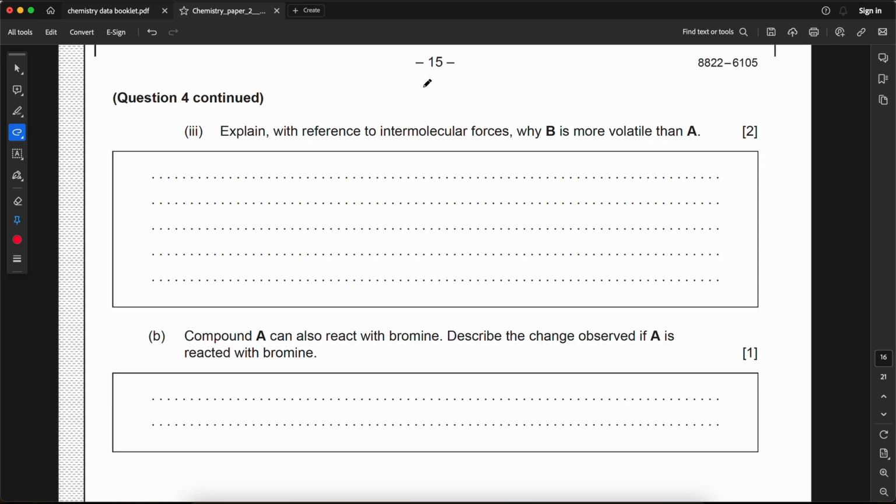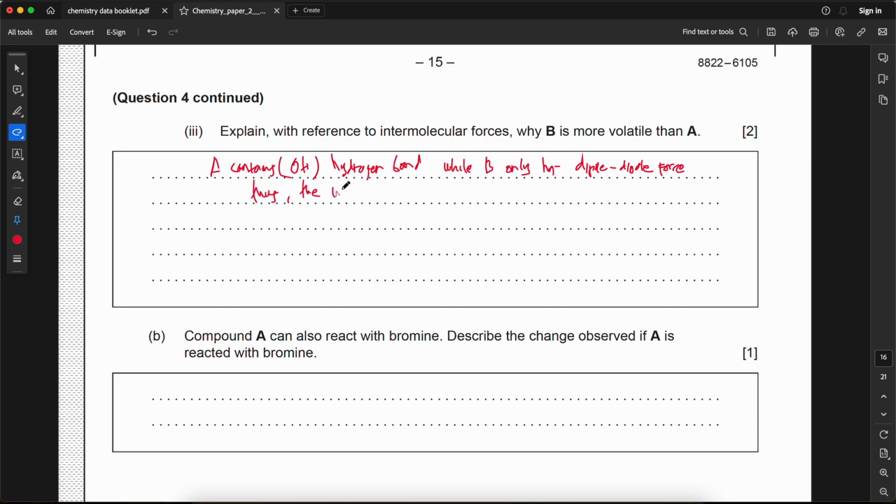Explain with reference to the intermolecular forces why B is more volatile than A. A contains OH, hydrogen bond, while B only has dipole force.